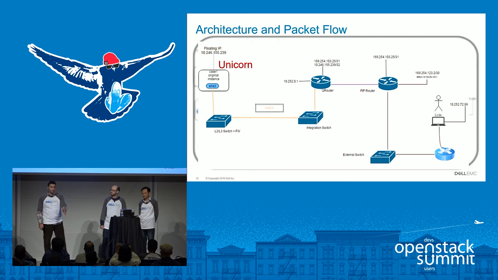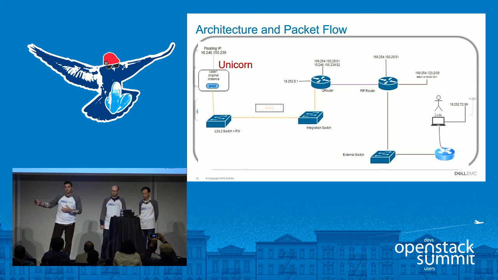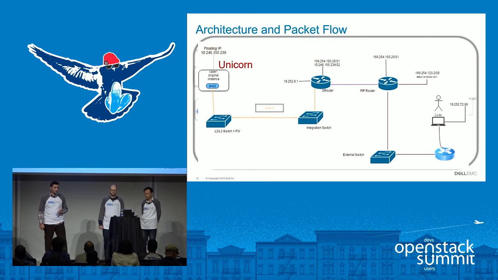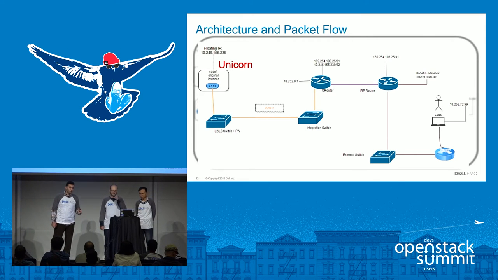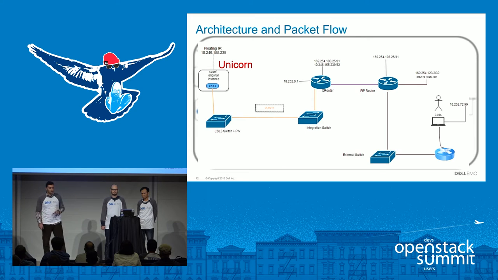Starting from the external switch, the OVS external bridge is just a switch connected to our external router, and then from there it's connected to the floating IP router, and then to another router, it's called Q router. The Q router is the one that you see in Horizon when you create your project and then you create your router. This is the one that you see. The FIP router you don't see in Horizon; it's in the system.